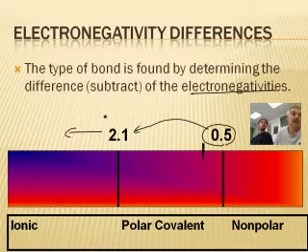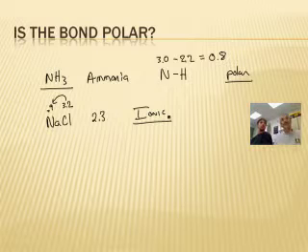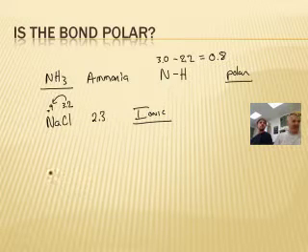Which type is that? 2.3 is ionic. You could have figured that was ionic. How else would you have known that? It's a metal and a non-metal. When you do the math on these, metals to non-metals are going to be greater than 2.1 by and large.